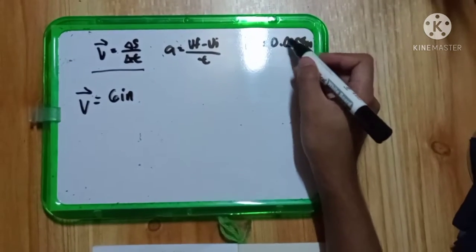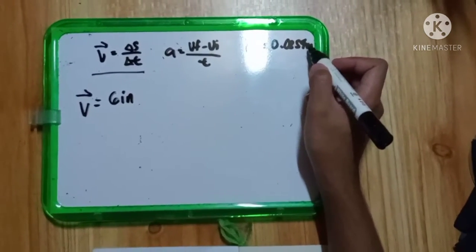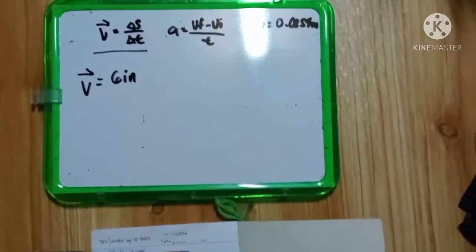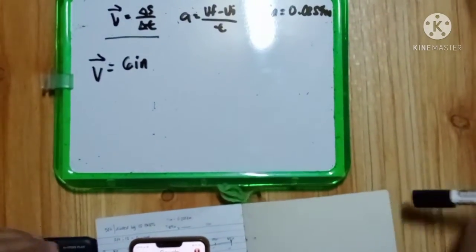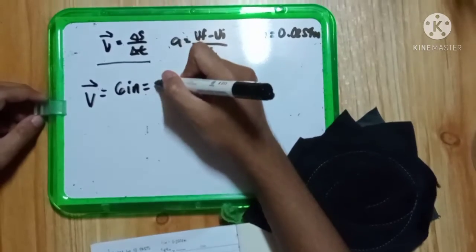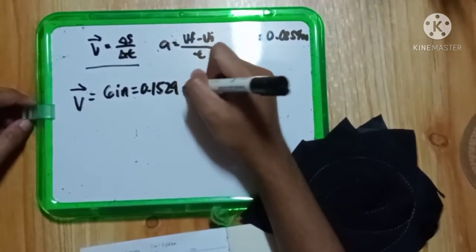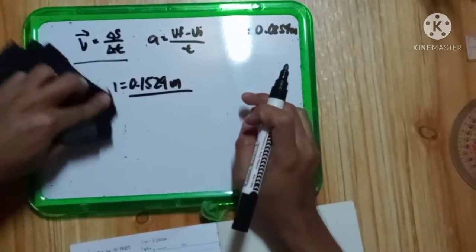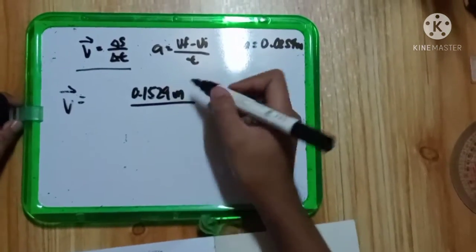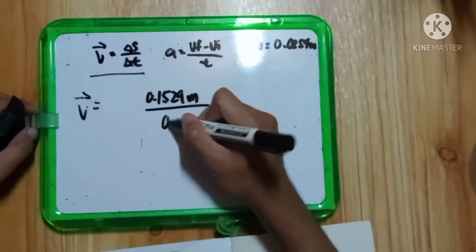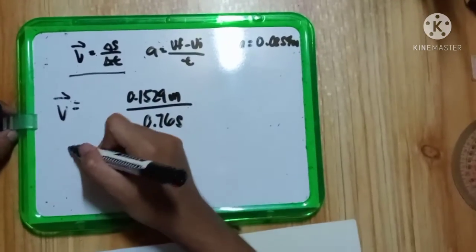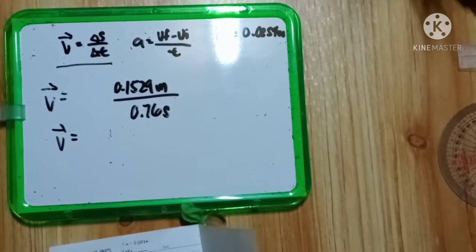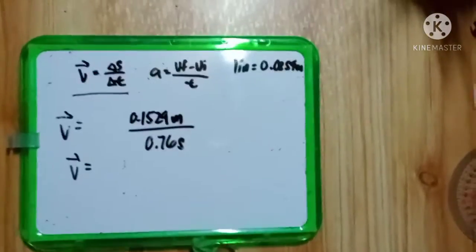So 1 inch is equal to 0.0254 meters. Now let's convert 6 inches into meters. 6 inches equals 0.1524 meters. Now let's use this instead of 6 inches, divided by the change of time, which is 0.76 seconds. So the velocity is equal to 0.1524 divided by 0.76.